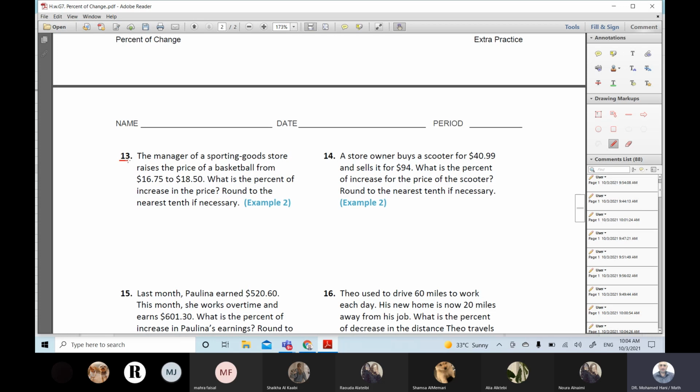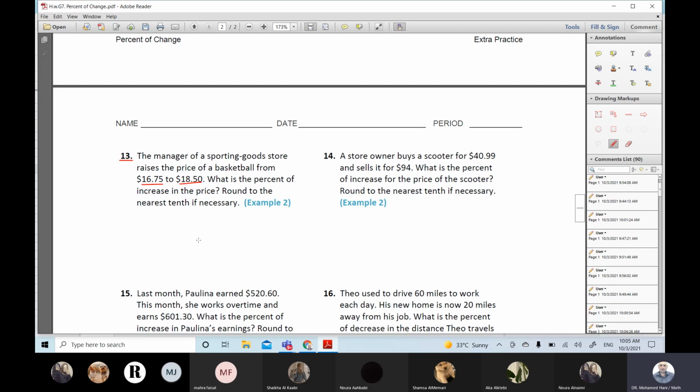Who can read exercise number 13, please? What is your name? Nora. Okay, Nora, please. The manager of a sporting goods store raises the price of a basketball from $16.75 to $18.50. What is the percent of increase in the price? Round to the nearest tenth if necessary. Great, thank you. I will add to you 2 marks.